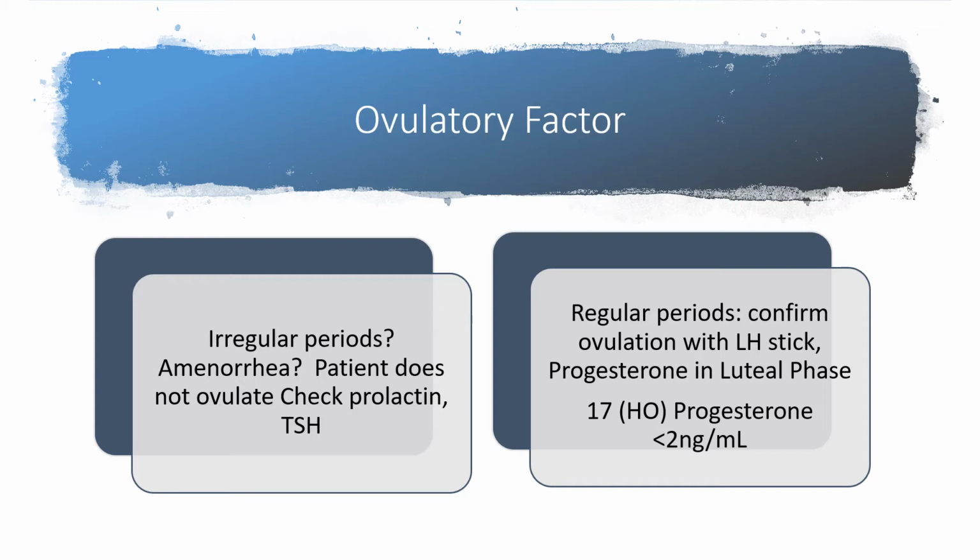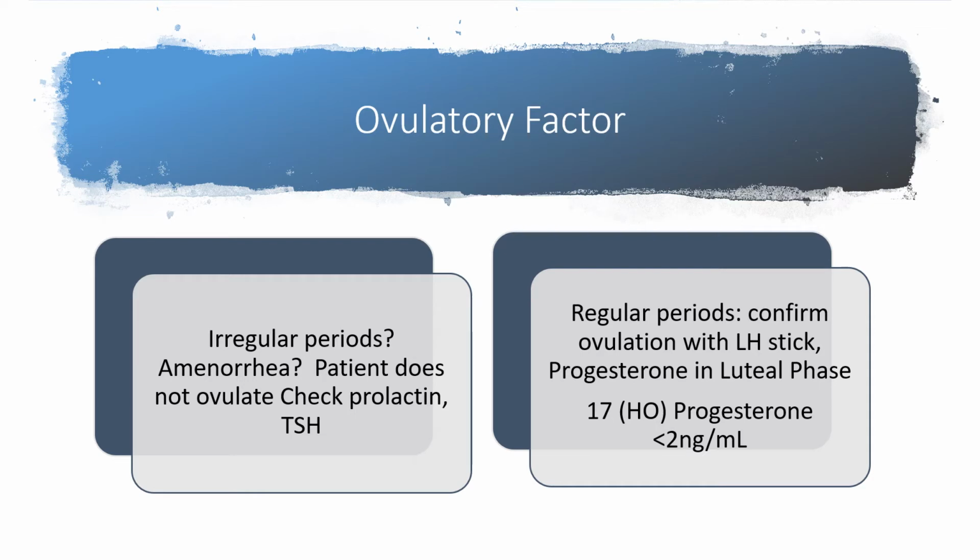Ovulatory factor. Does the patient have irregular periods? Amenorrhea? Obviously she does not ovulate. Thus check prolactin and TSH. If the patient has regular periods, confirm ovulation with an LH stick. This is a test that is done in the urine, usually checking the first morning urine around cycle days 13, 14, 15, 16. Check progesterone in the luteal phase.